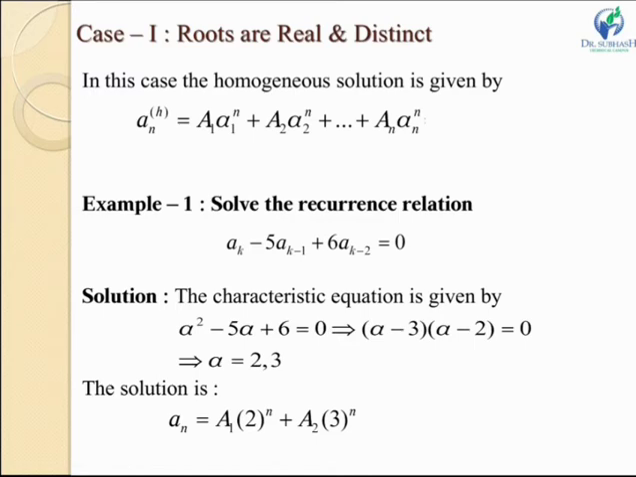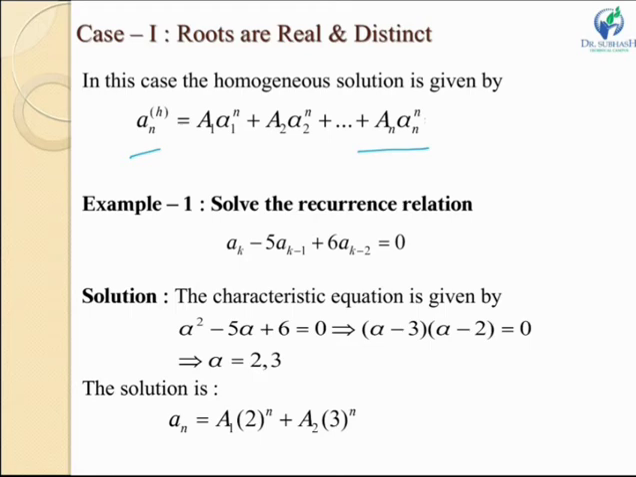Now case 1: if the roots are real and distinct, in this case the homogeneous solution is given by a(n)h equal to A1 alpha1 raised to n plus A2 alpha2 raised to n up to An alpha n raised to n. Now let us understand this by example.